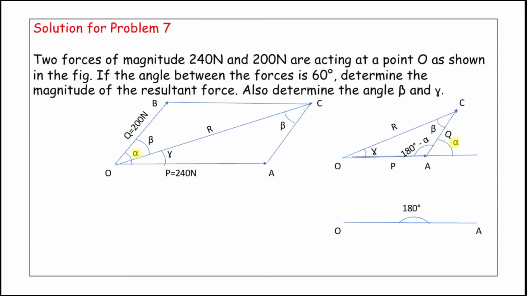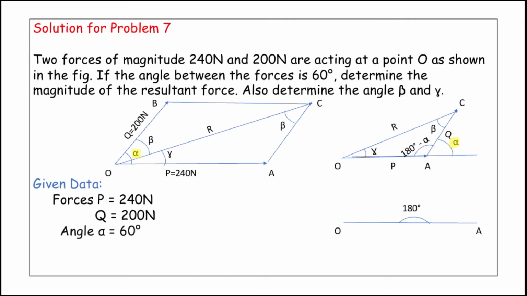Now see the given data. The force P equals 240 Newton, Q equals 200 Newton, and angle alpha is 60 degrees. We have to find the resultant R and angles beta and gamma. Now we are going to the solution.